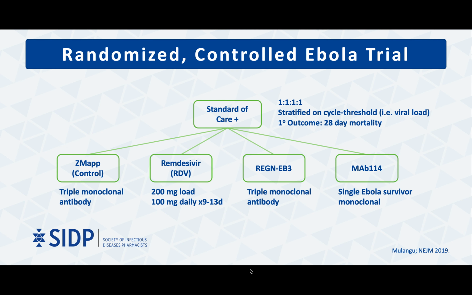There's currently one published randomized clinical trial that has included remdesivir therapy in the treatment of Ebola. This was a 4-arm study divided equally amongst arms and stratified by PCR cycle threshold count at baseline, which is a surrogate marker for viral inoculum. A triple monoclonal antibody named ZMAP served as the active comparator, and patients in the remdesivir arm received a 200 milligram load on day 1, followed by 100 milligram daily thereafter for 9 to 13 days.